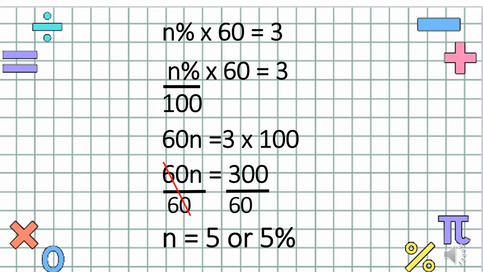Then, after natin masagutan yun ng ganon, i-divide na natin siya by the number na kasama ni n, which is 60. So, 60n equals 300. Now, it will be 60n over 60 is equivalent to 300 over 60. So, let's do cancellation. 60n over 60, the answer is n. Then, 300 divided by 60, the answer is 5 or 5%.